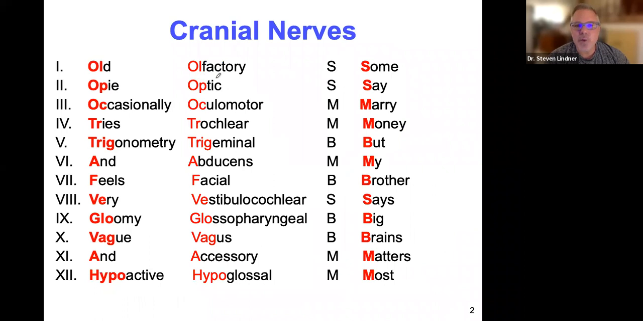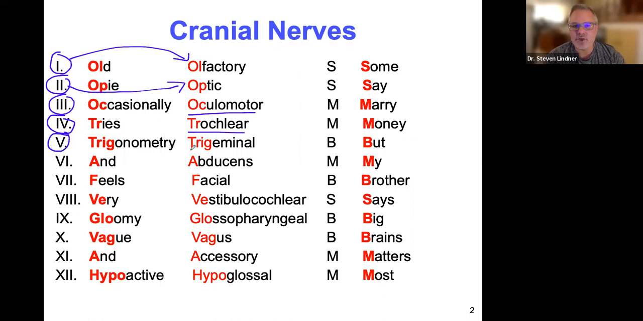So here are the 12 cranial nerves. So cranial nerve 1 is the olfactory, and then cranial nerve 2 is the optic. Cranial nerve 3 is the oculomotor. Cranial nerve 4 is the trochlear. 5 is the trigeminal. 6 is the abducens. 7 is called facial. 8 is called vestibulocochlear. Looks like it's 2 nerves in one.